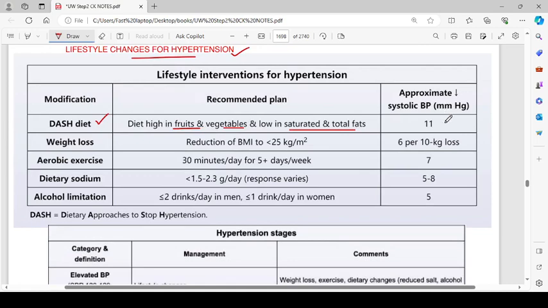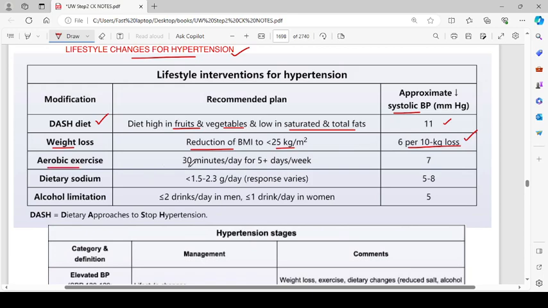Approximate decrease in blood pressure. So it can approximately decrease the blood pressure by 11 millimeters of mercury. We are talking about systolic blood pressure. Weight loss, reduction of BMI to less than 25 kilogram per meter square. So the reduction will be 6 millimeters of mercury per 10 kg loss.